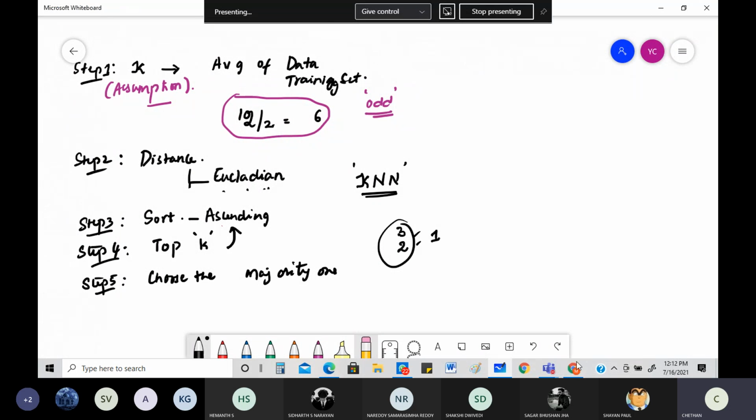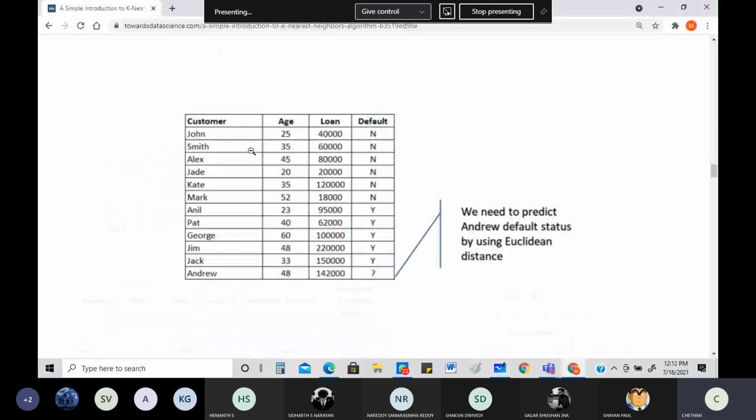I'll go to my data. Where's the data? Data is right here. And what is the number of training sets you have? You have close to 12. If you leave out Andrew, you got 11. 11 divided by 2 is 5.5. You're not going to take 6. I told you very clearly, it's always a good option to take an odd number for K, because it will give you a better analysis.